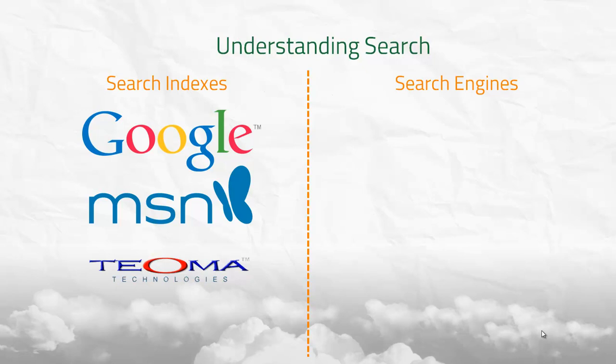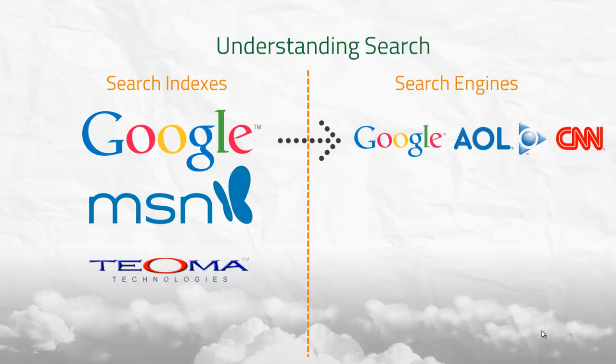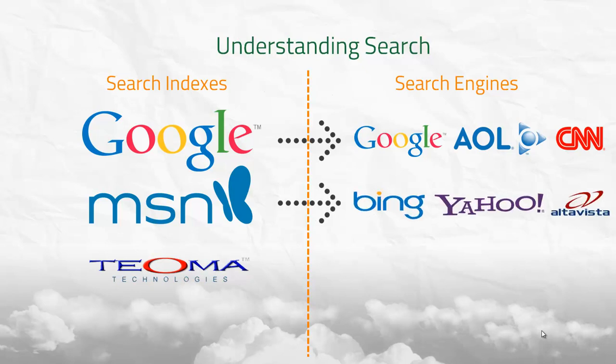For example, we have Google, AOL, and CNN. They use Google's search index, so they use the information from Google to pull up their results. MSN, Bing, Yahoo, and Alta Vista use the MSN search index, and then Ask.com uses Teoma. Again, just to understand the differences, so you can have a better understanding of how search works.